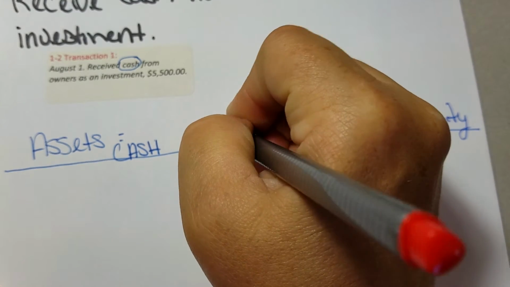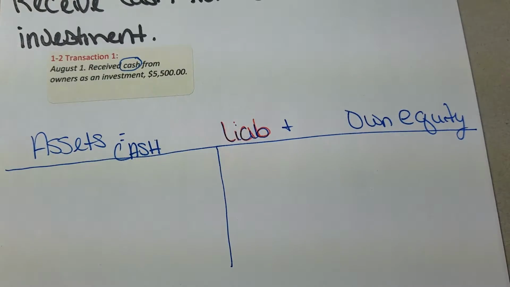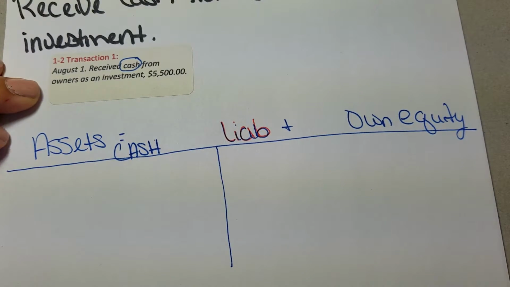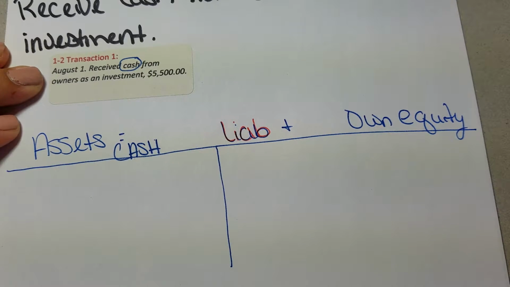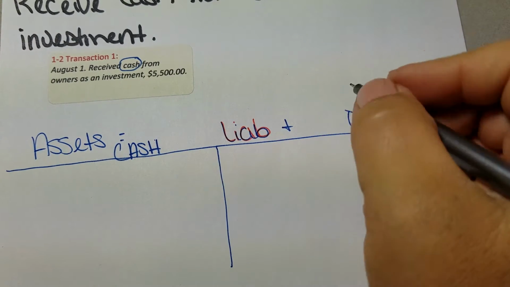Sorry, I meant to do these in different colors. So anything that we owe anybody. Do we owe anybody anything from this one? No. There's nothing where we're buying something from someone else or needing to pay a bill. So the other thing that we had was owner's equity.